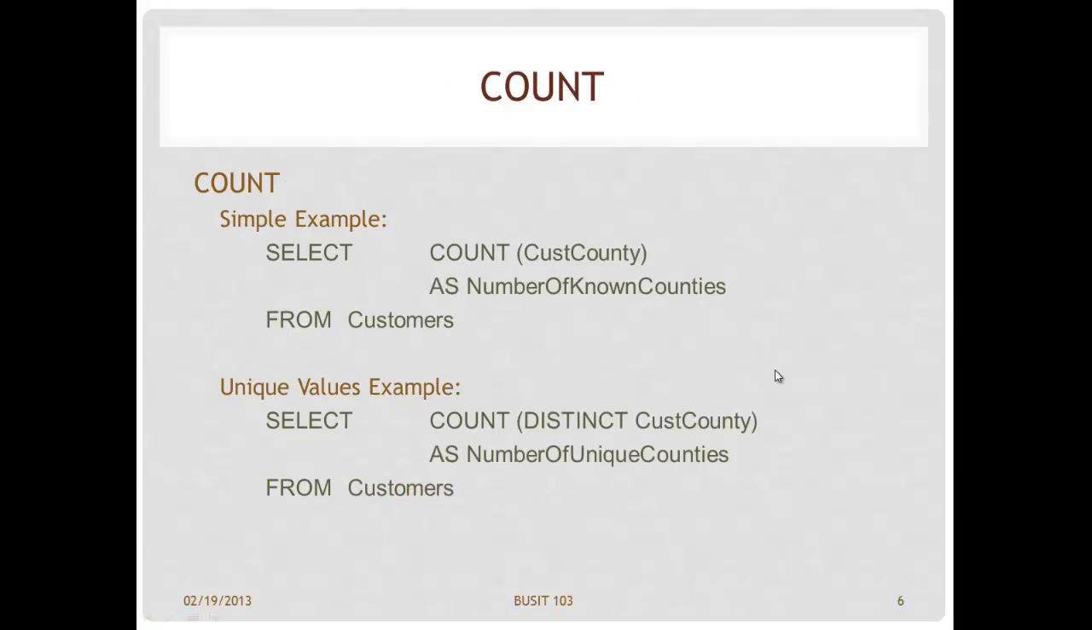Count will ignore nulls, so it will give you the count of the values that are actually in that particular column. If we want to count unique values, we can add distinct within the parentheses. We can count with a filter. We can use the where clause as a filter to return only a specific number of records.